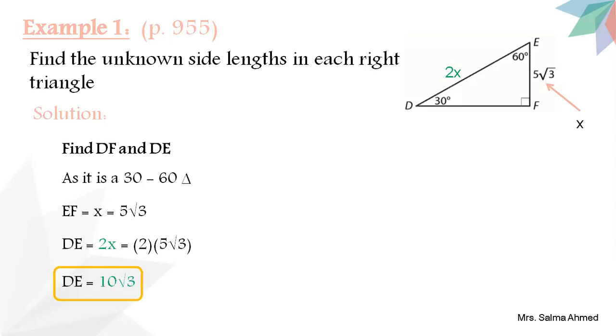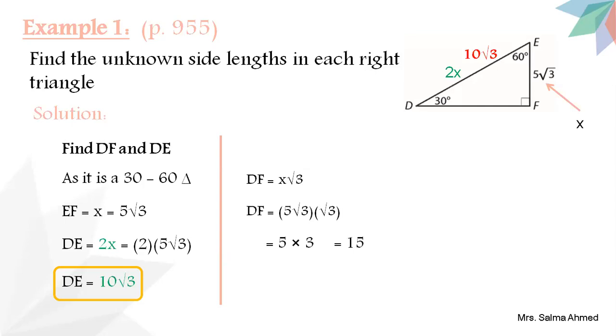Here is the hypotenuse that I need. Now I'm going to get the DF, which is x root 3, as it is the side or the leg in front of 60. So I need to know x. x here is 5 root 3. So I'm going to multiply 5 root 3 times root 3. 5 stays as it is, and root 3 times root 3 gives me 3. So it gives me 15. So this is the final one that I'm going to get as the side.